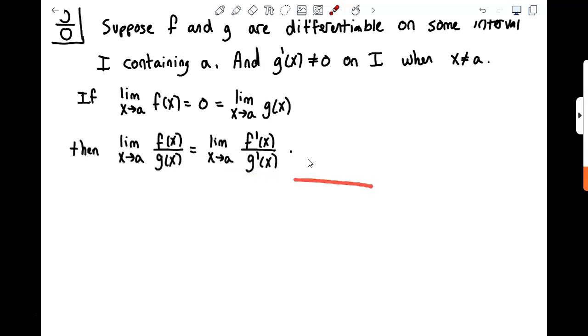Or maybe I repeat the process another time and do L'Hopital another time and keep doing it until one of these reduces down to something I can easily do the limit of. That's the hope and the idea behind L'Hopital's rule, and we're going to see it come up in some examples.